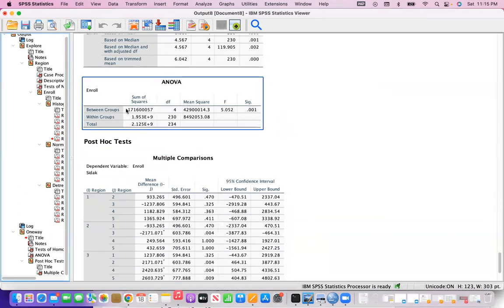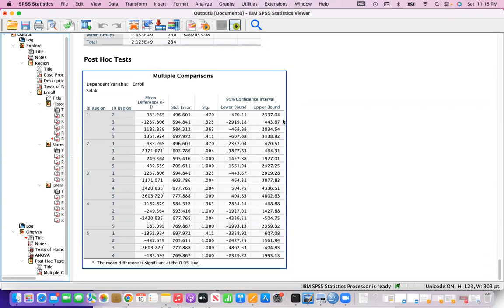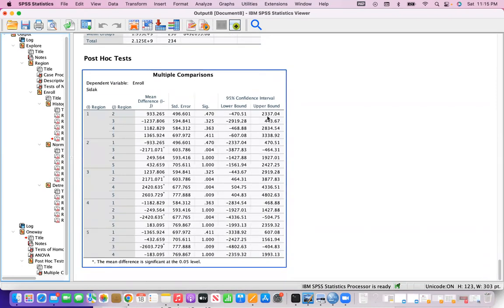So looking at the significance between groups, we can see that there is some significance somewhere between the 5 groups. Notice that this value is 0.001, which is less than 0.05. That is what we need to look at to be able to reject the null hypothesis that there is no significant difference. But we're going to compare now the different regions.